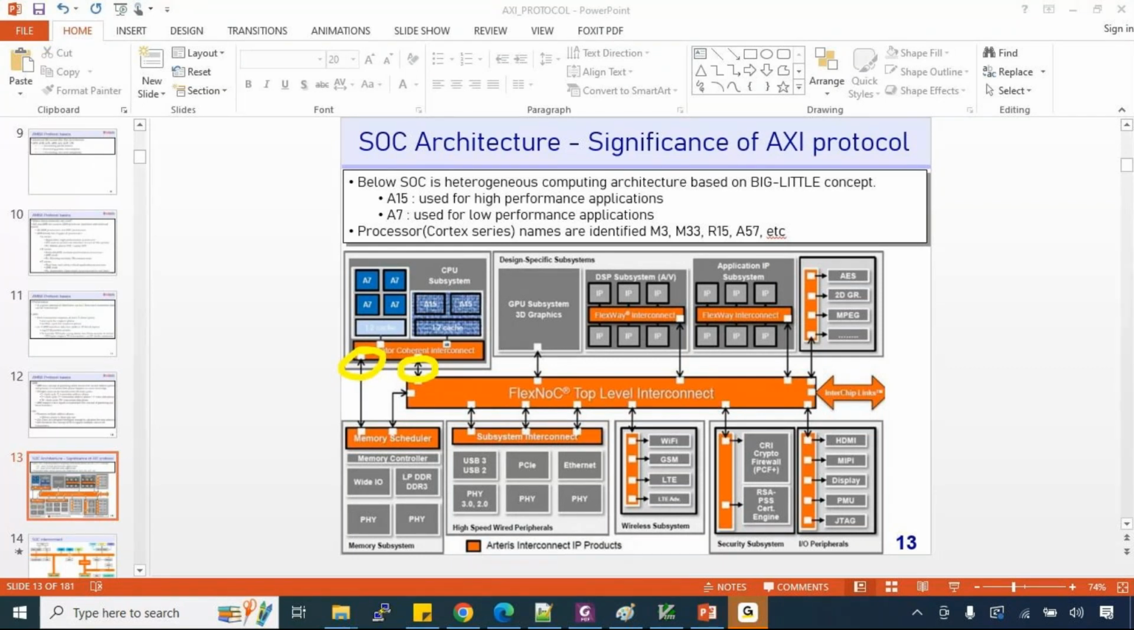And all these systems they develop will also have an AXI interface here. It is AXI protocol, because this is an AXI interconnect. Interconnect means that everything connecting to it will be AXI protocol only.